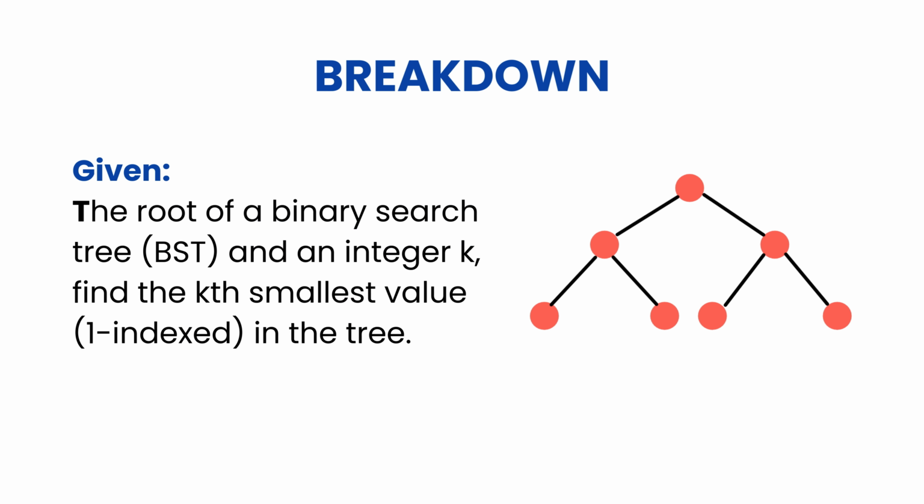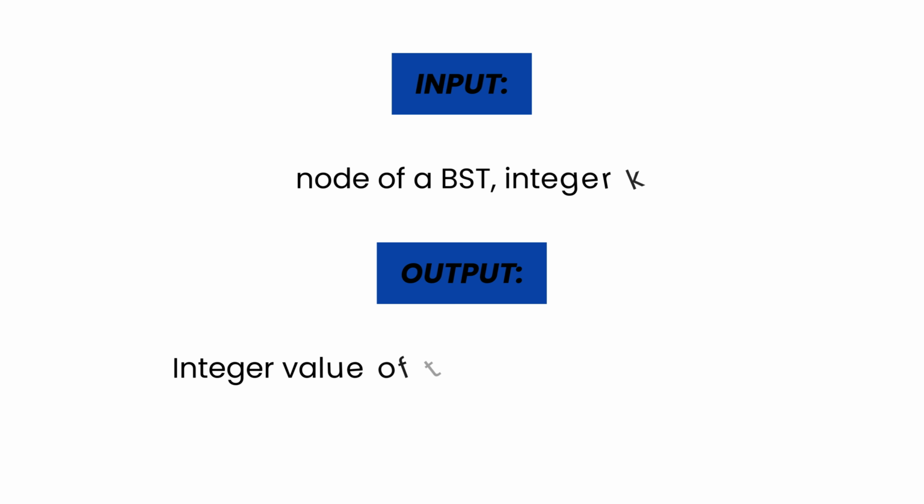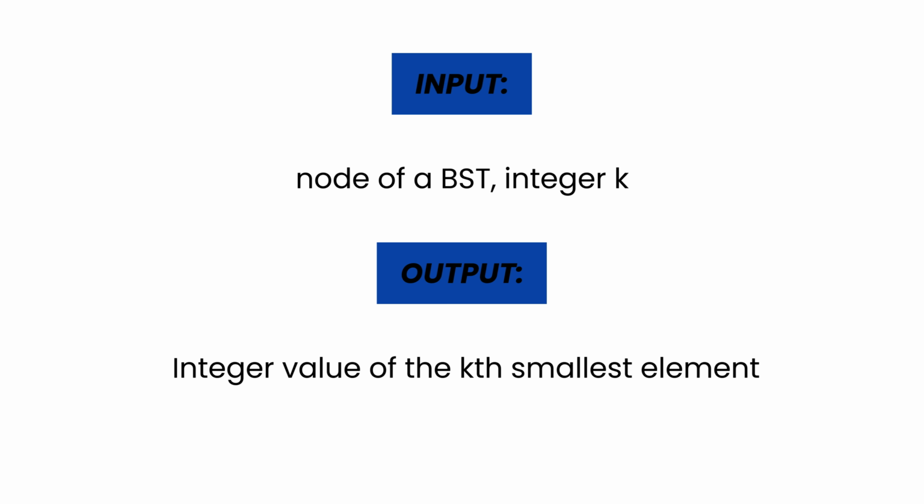Let's break it down. Given the root of a binary search tree, BST, and an integer k, find the Kth smallest value, 1 indexed, in the tree. Input: root node of a BST, integer k. Output: integer value of the Kth smallest element.